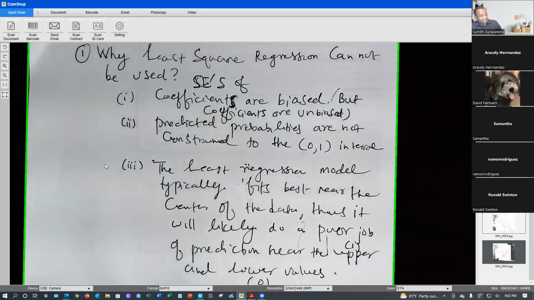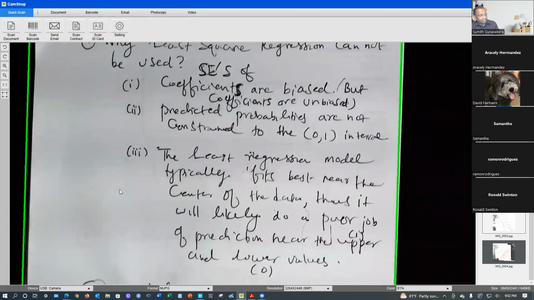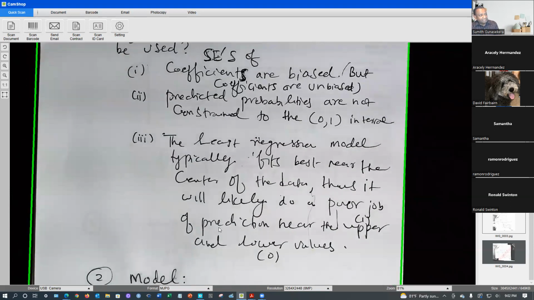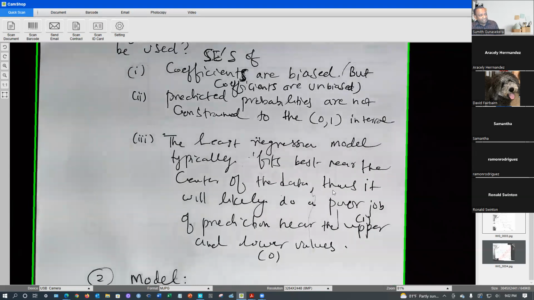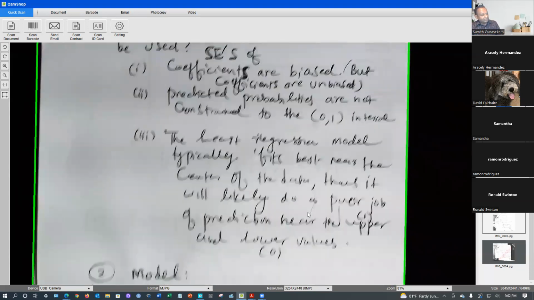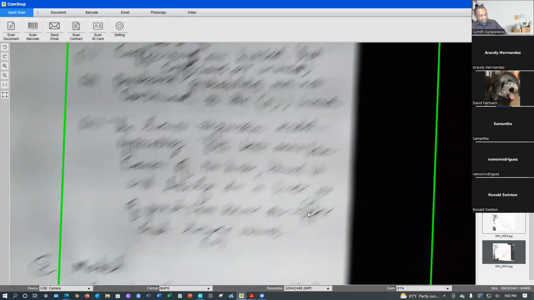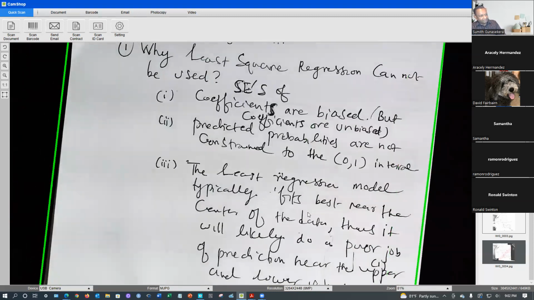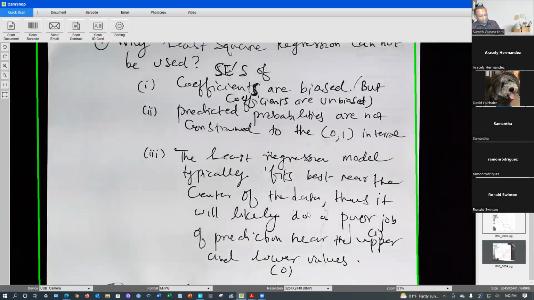It's not good. The least squares regression model typically fits best near the center of the data. Thus, it will likely do a poor job of predicting near the upper and lower values. See, the upper value is 1 and the lower value is 0, and it's not going to do a proper job, because the only two values you can take into account are those when it comes to logistic regression. That's why we jump into logistic regression. So these are the reasons why regular regression cannot be utilized.